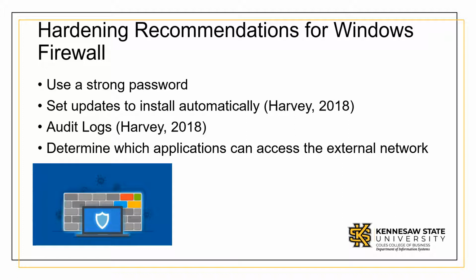The next step to hardening your Windows firewall would be to determine which applications can access the external network. It's important to look through the list of applications that are running on the computer and be sure that some background applications that you don't know about aren't just allowing inbound traffic. So ensure only necessary applications are allowed to access the network and then block any unnecessary ones or uninstall them.